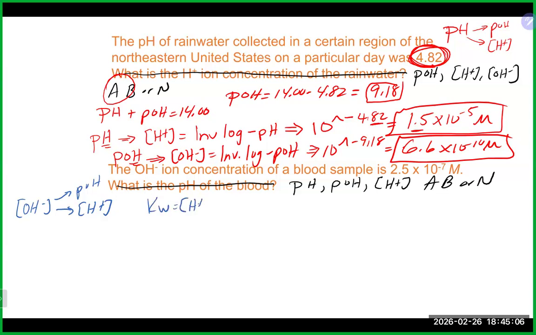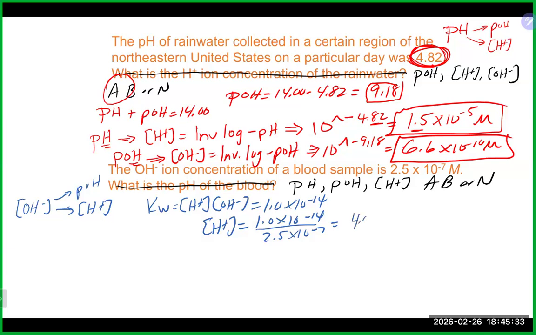We'll do H plus times OH minus equaling 1 times 10 to the minus 14. So solving for H plus, 1 times 10 to the minus 14 divided by our OH minus concentration, 2.5 times 10 to the minus 7. So that's going to get me here. Looks like 4.0 times 10 to the minus 8. Again, it's going to be molar.